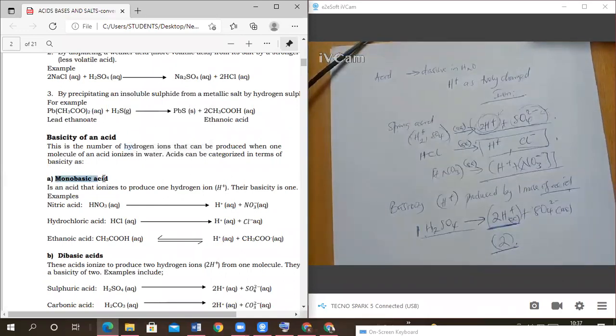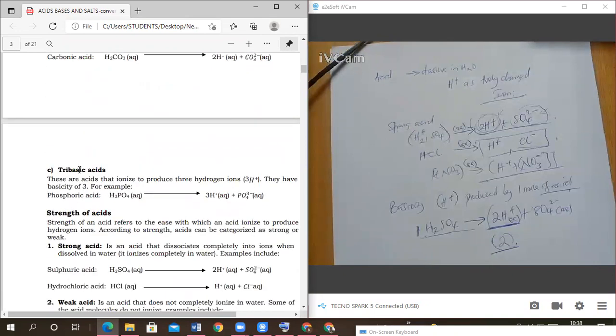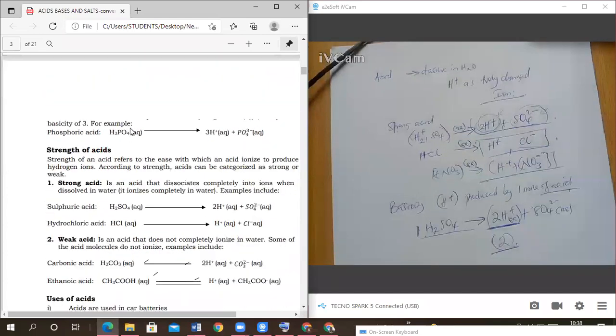So we have monobasic acids. Those ionize in water to produce 1 hydrogen ion because of the word mono. Di is 2 hydrogen ions. Tri is 3 hydrogen ions. An example is phosphoric acid, a weak acid. When it ionizes in water, it ionizes partially, but it gives 3 hydrogen ions. So the basicity of this acid is 3. So that is what we have as per now.